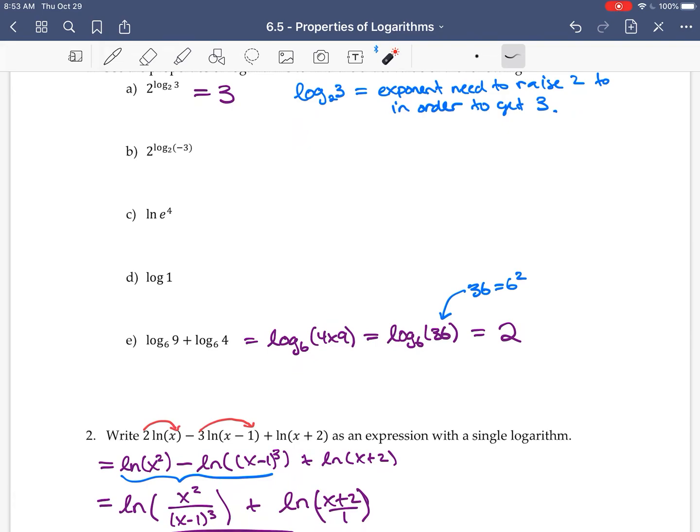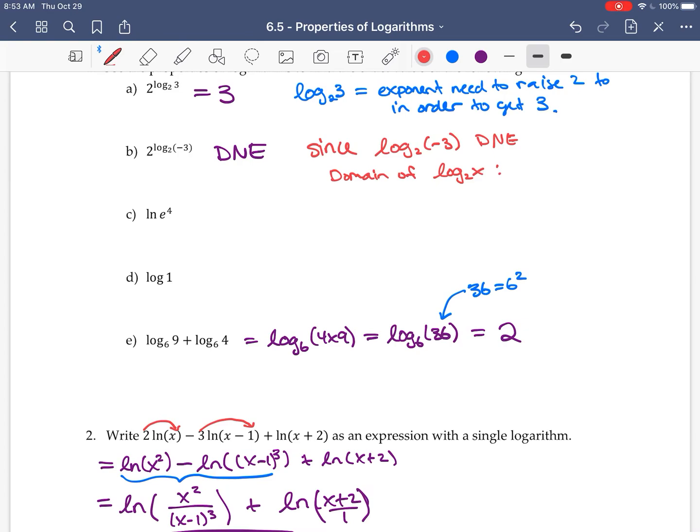In part B, I have 2 to the log base 2 of negative 3. You might think that this should be negative 3 because that's what the rule says, although this one does not exist, since log base 2 of negative 3 does not actually exist. The domain of log base 2 of x is x bigger than 0, so 0 to infinity, which means that negative 3 is not in the domain. So we cannot evaluate log base 2 of negative 3. Because the exponent doesn't exist, the whole thing doesn't exist.